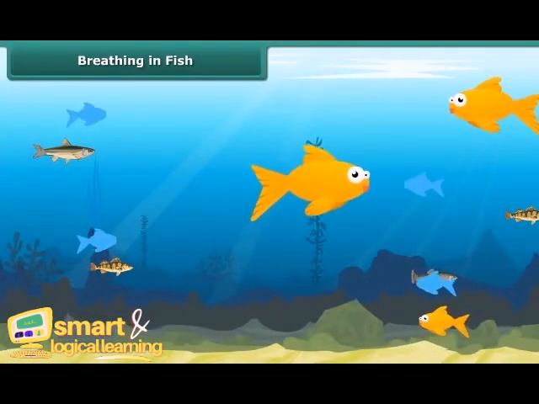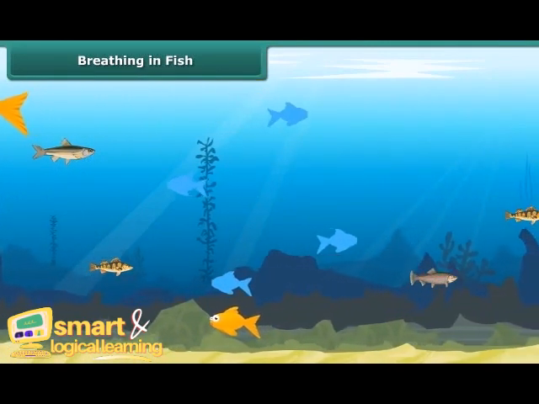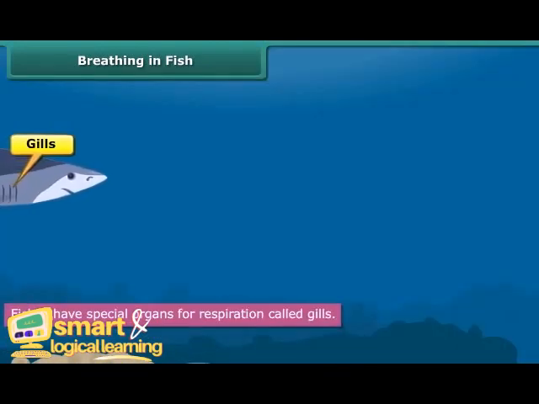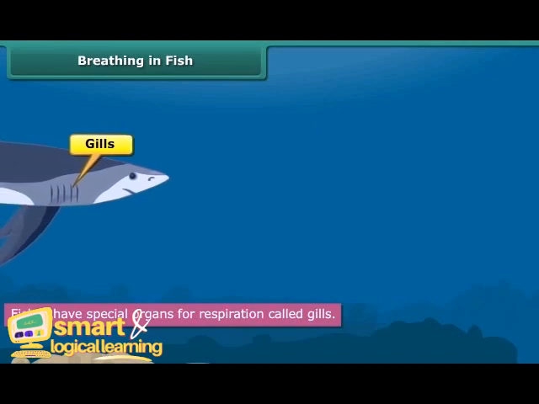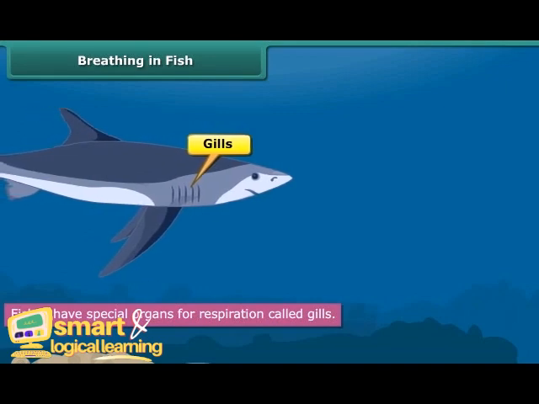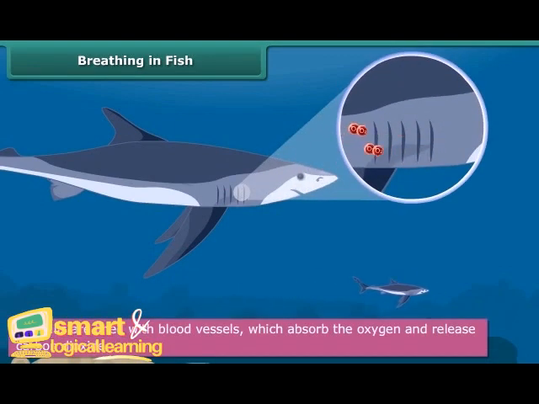Since fish is an aquatic animal, its respiratory system is different from the respiratory system of animals living on land. Fish has gills that allow it to breathe in water, so the fish is under no compulsion to come to the surface of the water for air. They take in oxygen-rich water through their mouth and pass it over the gills. The gills are lined with blood vessels which absorb the oxygen and release carbon dioxide into the water. The deoxygenated water is then expelled from the body through the gills.